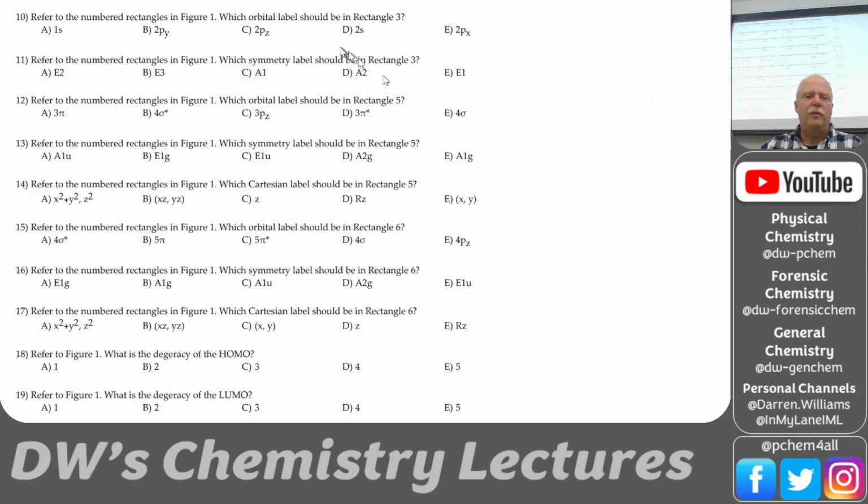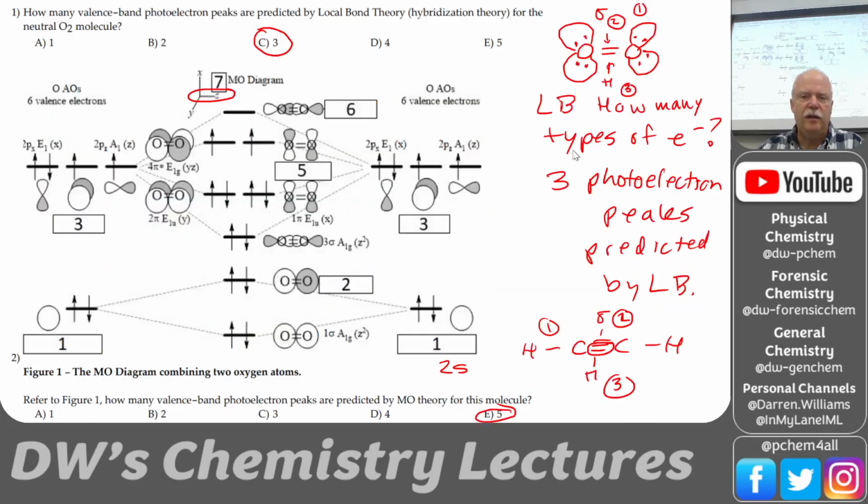Which orbital label should be in rectangle 3? Here's rectangle 3. This one is labeled here, that's the 2px. This is the 2pz. So we're talking about the one labeled with this guy here. The only one left is 2py, so it'd have y symmetry.